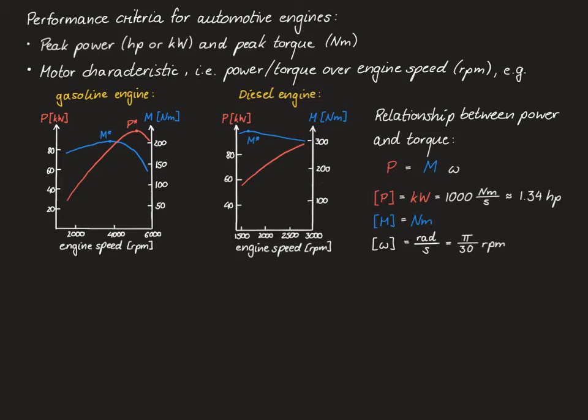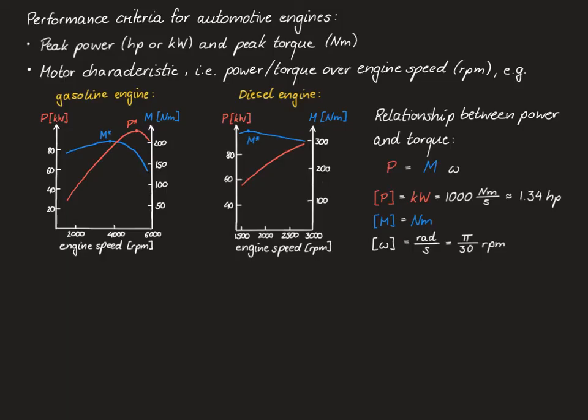Of course, there's a close relationship between the power of the engine and the torque, as we have seen on the previous page, namely the power equals the torque times the engine speed. In practice, when we perform this multiplication, we always have to pay a little bit of attention to the units being used. There are no issues if we stick to the standard metric units, meaning kilowatts for the power, which equals 1000 newton meters per second, newton meters for the torque, and radians per second for the engine speed.